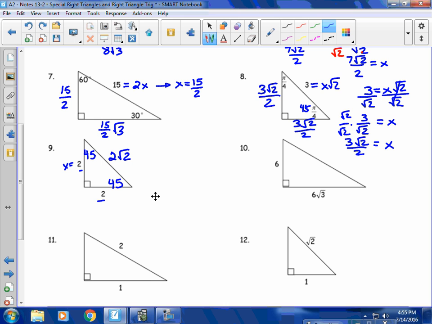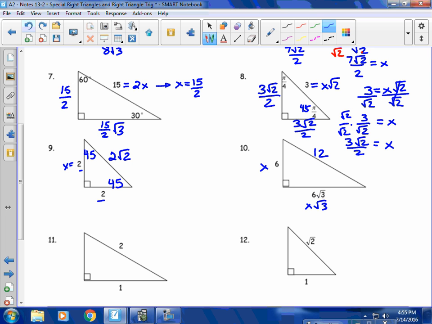How about over here? We've got x radical 3, so obviously x is 6. So what goes in the hypotenuse? Usually x, 2x, x radical 3. So that means the hypotenuse should be 12.